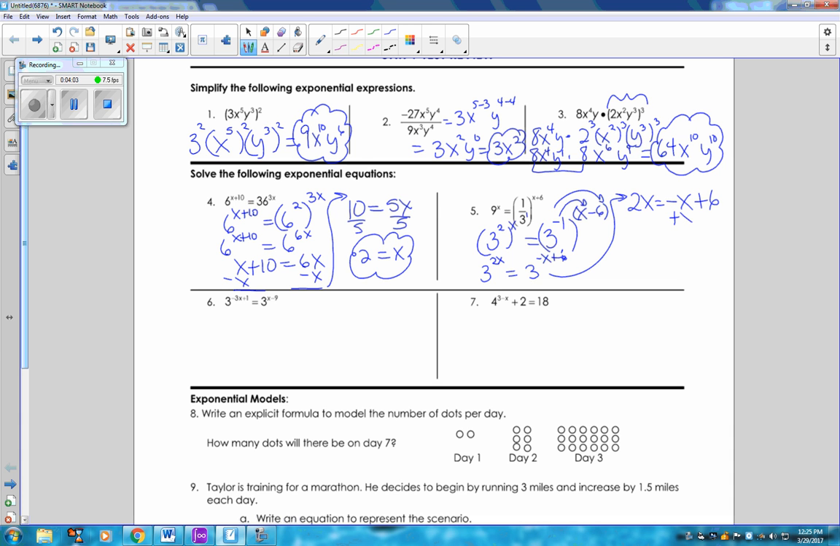We're going to add x to each side. And I have 3x equals 6. Now divide by 3, and x is equal to 2.